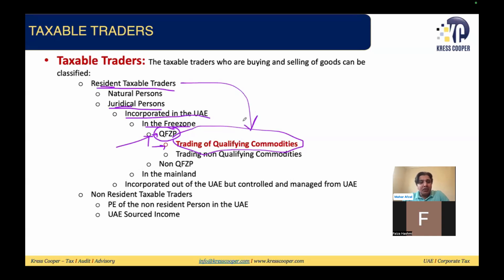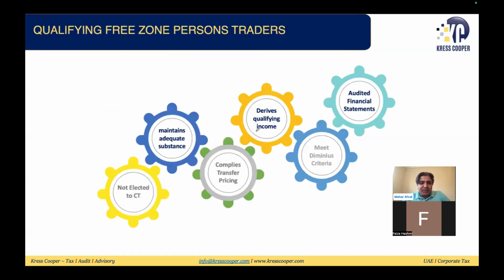So we all know what the conditions are to be a qualifying free zone person. These are the 6 conditions, and we have discussed them so many times. Not elected to corporate tax, because they are by default deemed qualifying free zone persons. All the companies which are not natural persons, which are incorporated in the free zones, by default are deemed qualifying free zone persons. Natural persons cannot become a qualifying free zone person.